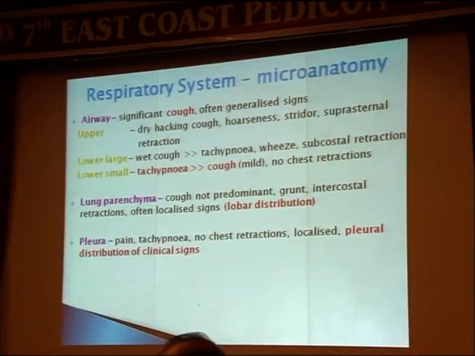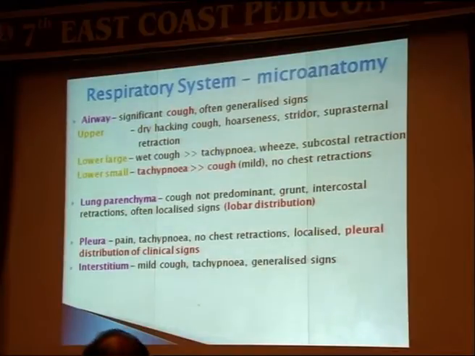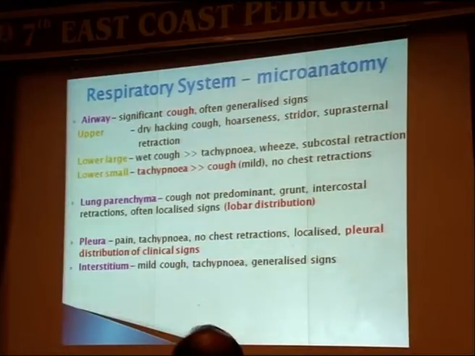What about interstitium? What is the symptom of an interstitial lung disease? How do interstitial diseases present? Tachypnea or shortness of breath? Breathlessness, shortness of breath, tachypnea, very good. So cough is mild, tachypnea and generalized signs. Okay? So now look at that. Even lower large airway, okay, that's easy, but lower small airway and interstitium look alike. Both have tachypnea more than cough, right? So then how do you differentiate the two? You have both almost similar.